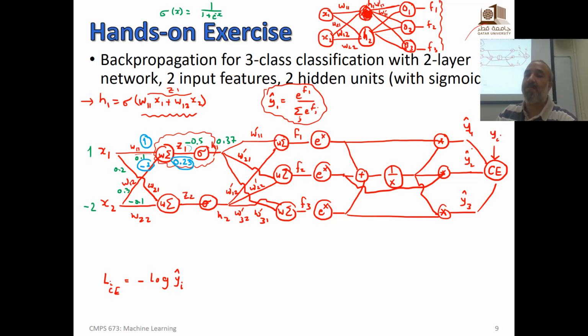Can you give me some possible values for y1 hat, y2 hat and y3 hat? What could be possible values? Okay, so each value has to be between 0 and 1, and the sum is 1. So what did you say again? 0.1, 0.3, and this has to be 0.6. Now let's assume that the true label is 2.